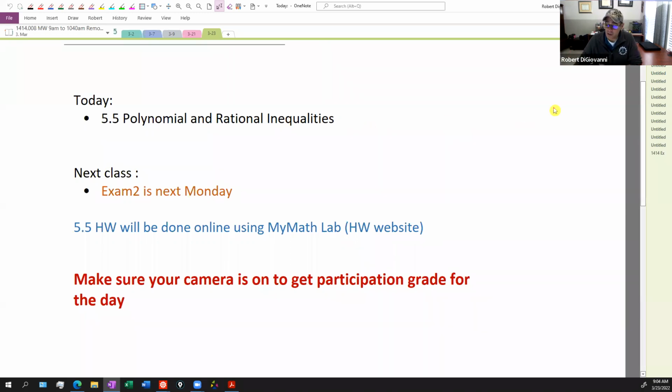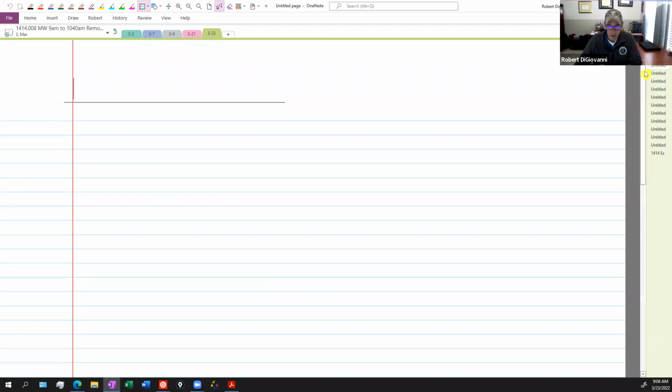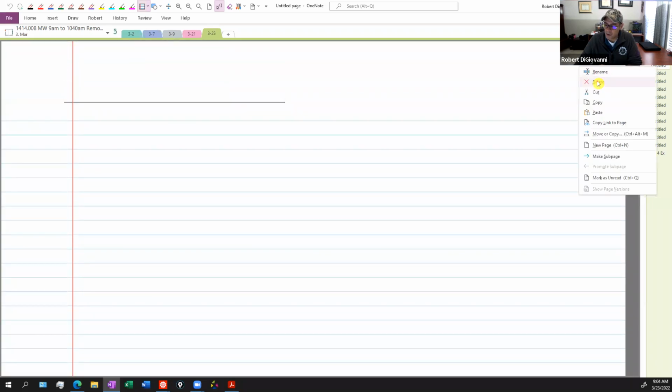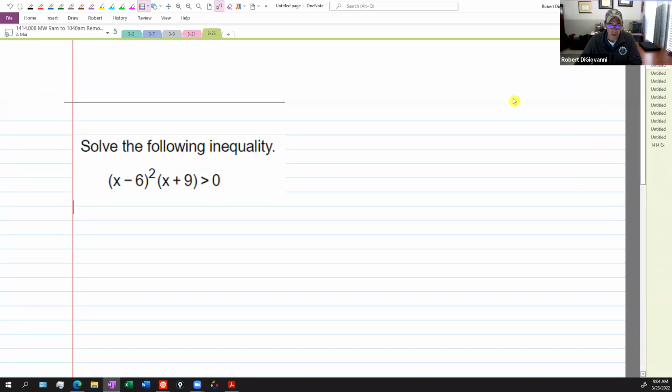So, polynomial and rational inequalities. Let's get started. We are going to first look at our first inequality. And here it is: x minus 6 squared times x plus 9 greater than 0. What we're trying to figure out is what values of x I can plug in that would keep this true, that the left side would be bigger than 0.